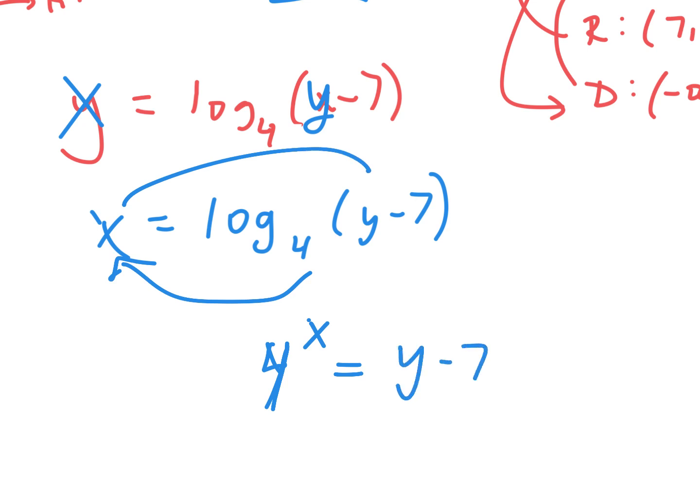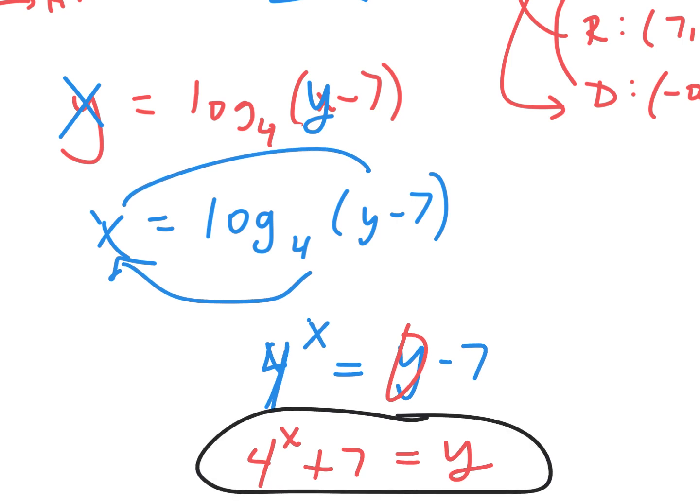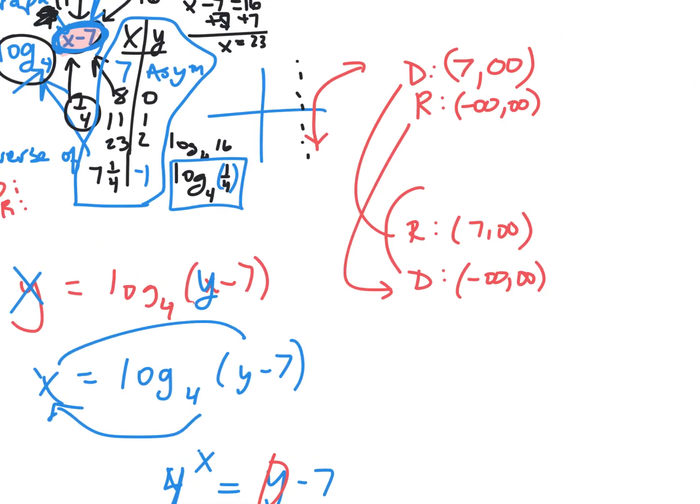And is y alone yet? Always keep your eye on the ball. I want to solve for that one. Is that one alone yet? Nope. So what do I do? I'm going to add 7 to both sides. 4 to the x plus 7. That's my inverse. And I would not have tried to figure out that inverse and then sketch it and then find its domain and range. No, I already know the domain and range because I knew the domain and range of the original one.